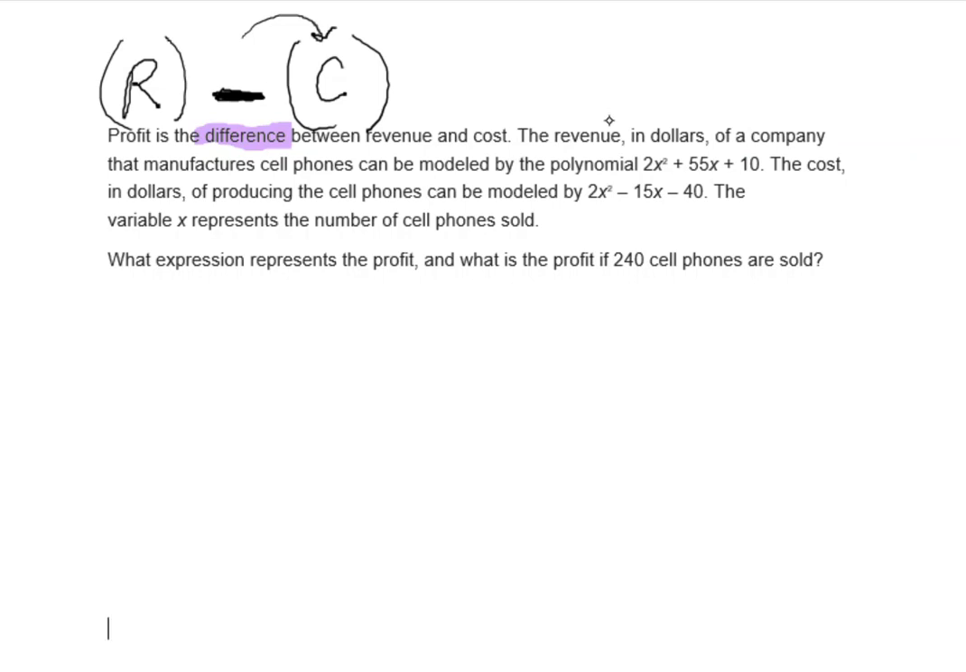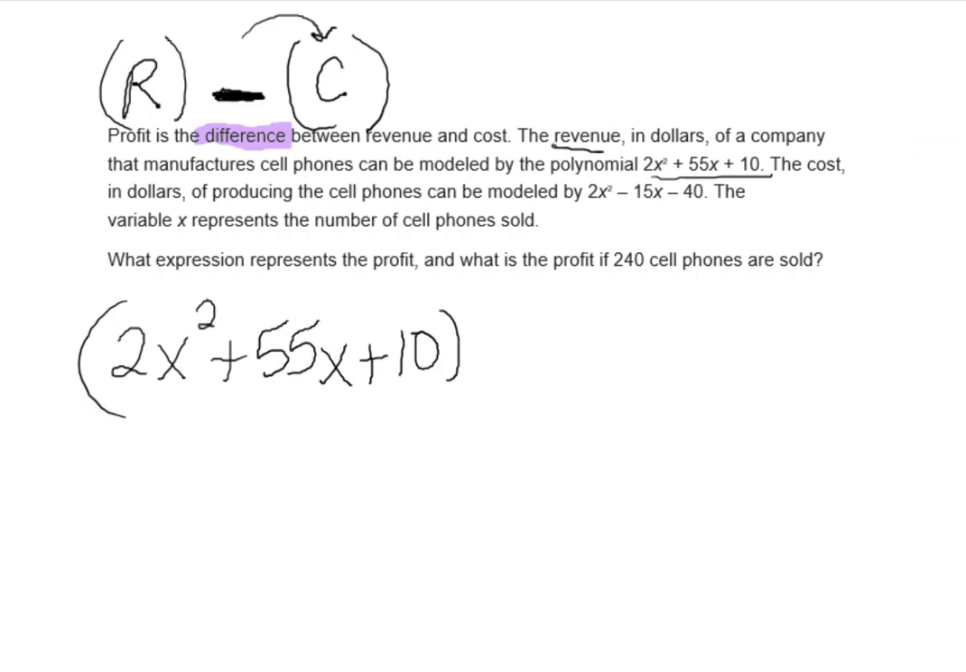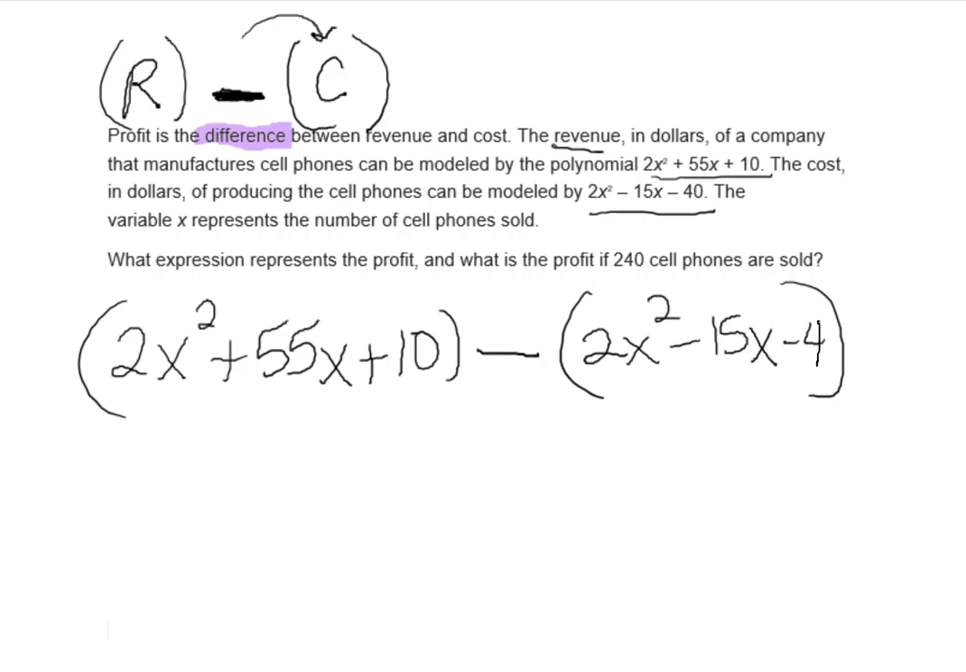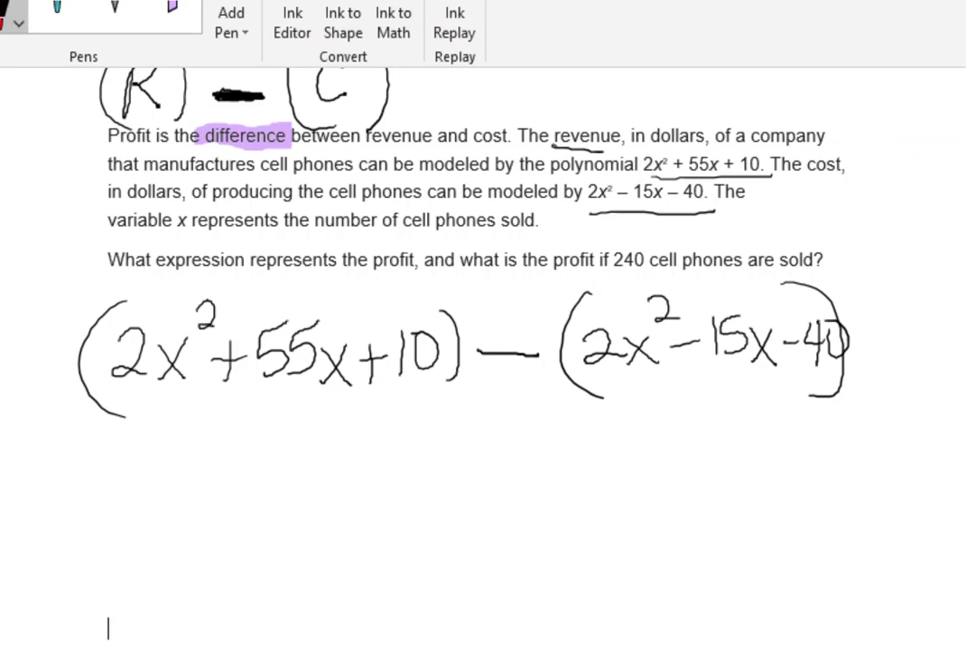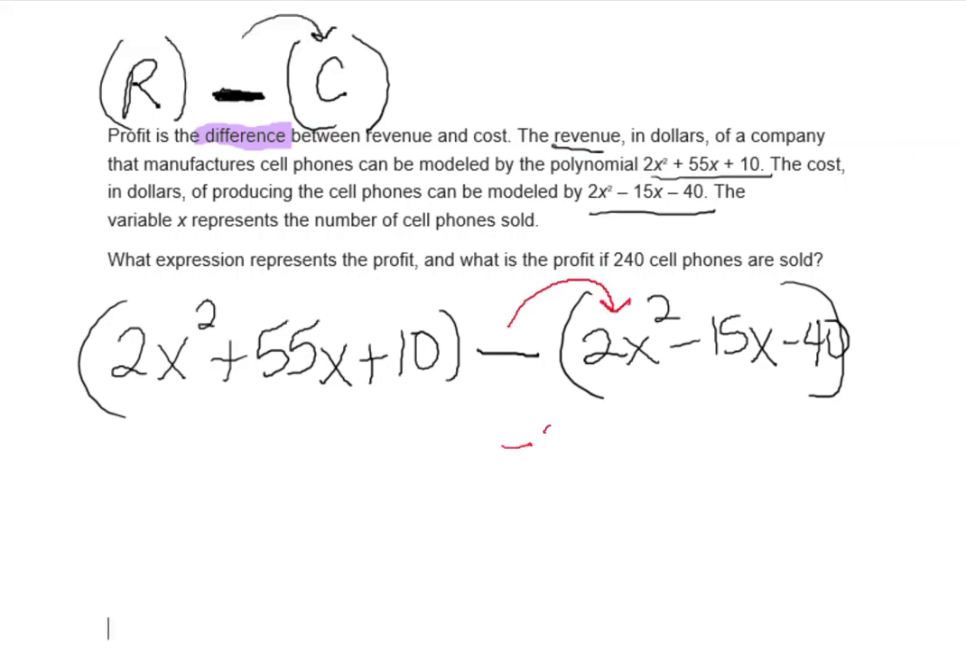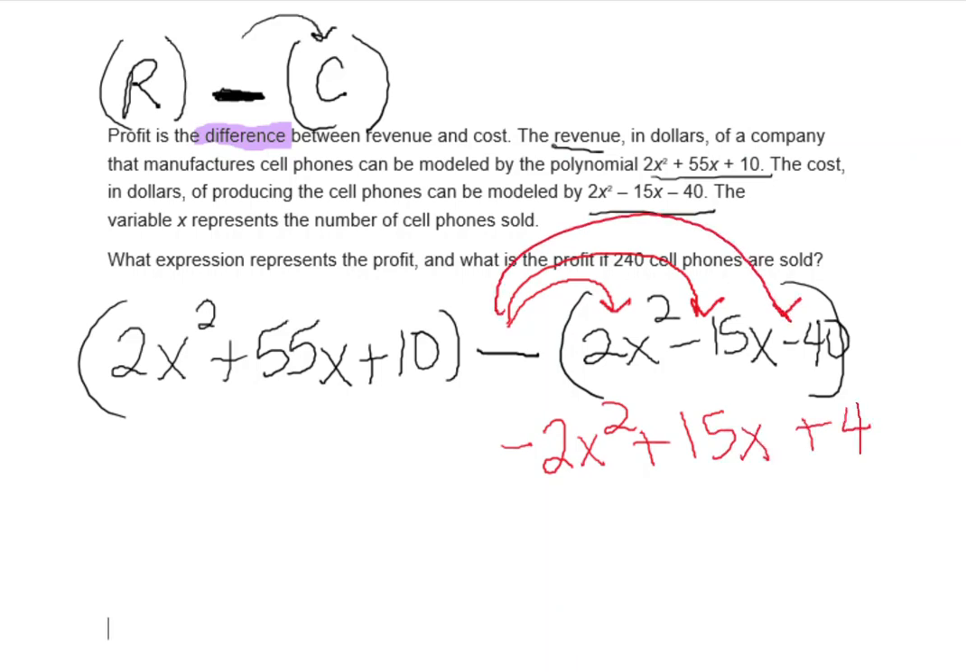So the revenue is this polynomial. We're starting off with 2x squared plus 55x plus 10. And we are subtracting the cost, which is this polynomial, 2x squared minus 15x minus 40. So in order to do this, we are going to subtract 2x squared, which makes that negative 2x squared. Subtract a negative makes that positive 15x. Subtract a negative makes that positive 40. So we have distributed the subtraction sign.